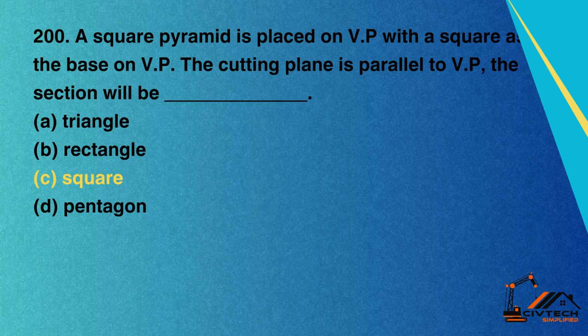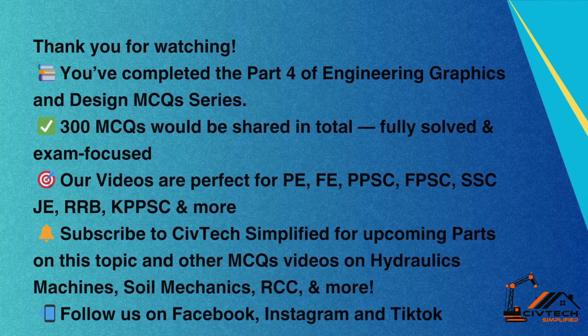200. A square pyramid is placed on VP with a square as the base on VP. The cutting plane is parallel to VP. The section will be? A. Triangle. B. Rectangle. C. Square. D. Pentagon. Correct option: C. Square.